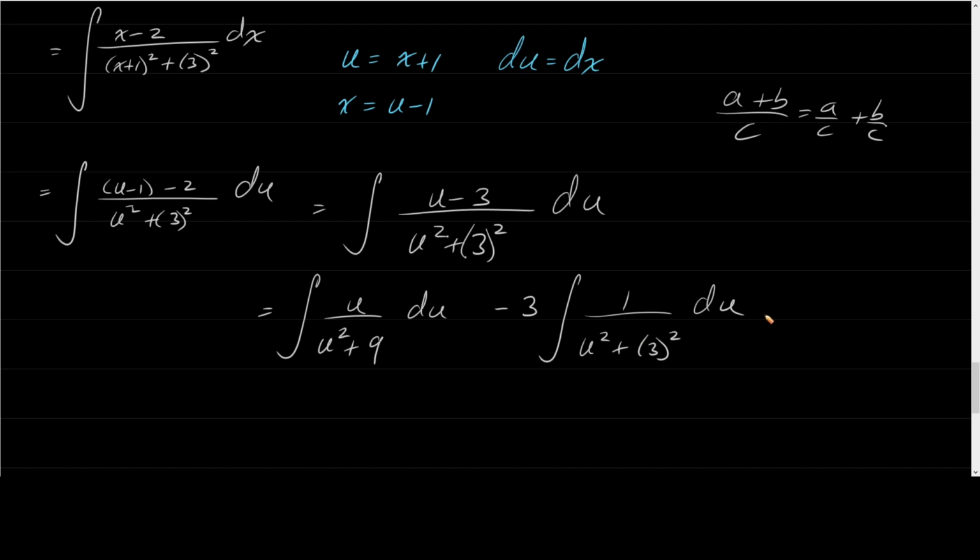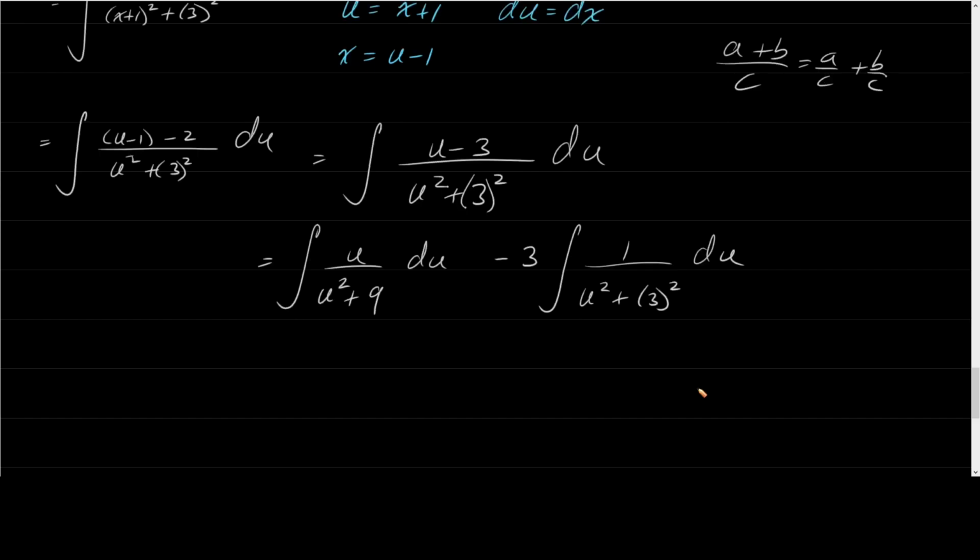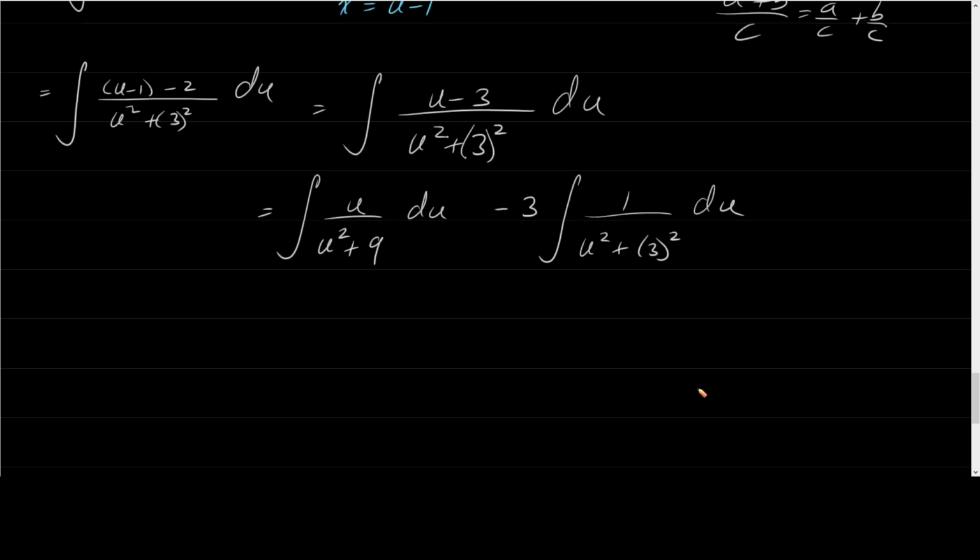Now, notice that I wrote the denominator in different ways in each one of those. The only real reason for that is that the one on the right just fits the form better of what we're going to be working with. The one on the left is going to be a very different kind of integral. Now in here, we're going to start by looking at that u over u squared plus 9.